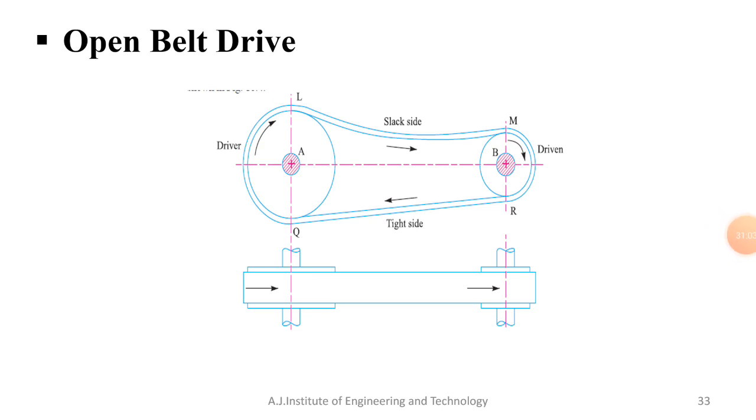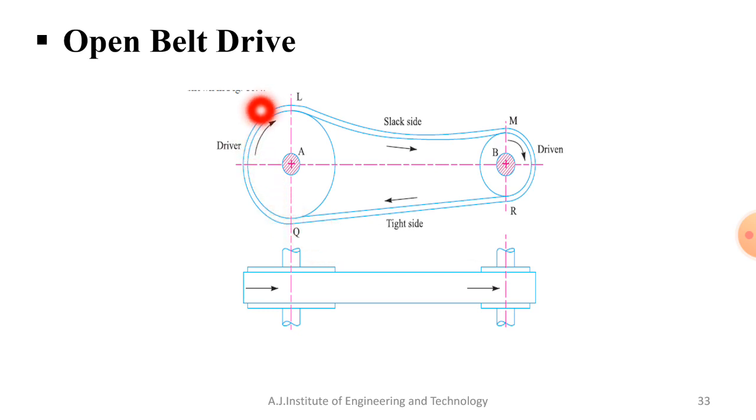Now coming to the characteristics of the open belt drive. You can see here, if the driver rotates in a clockwise direction, the driven also rotates in the same direction. Whenever you want the shafts to rotate in the same direction, say clockwise, we have to go for an open belt drive. We have one more drive, the cross belt drive, whose characteristics are somewhat different from the open belt drive. In a cross belt drive you get the opposite rotation: if the driver rotates clockwise, the driven will rotate in the opposite direction. We will discuss that later.